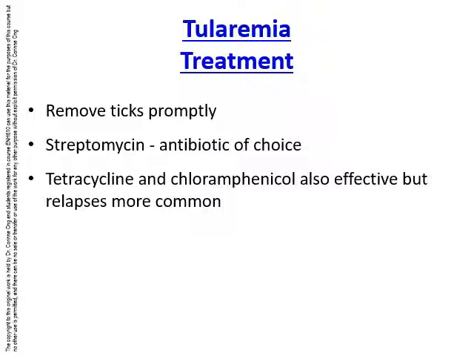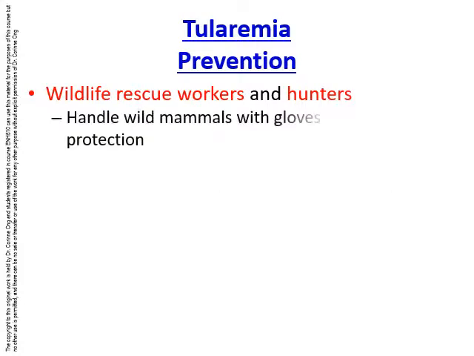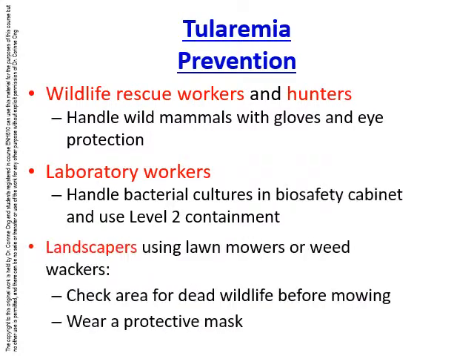Some of the antibiotics, the more common ones that are given, are very effective, but there have been reports of relapses occurring with a few of these antibiotics. There are some preventative measures that can be taken by high-risk groups such as wildlife rescue workers and hunters. They should handle wild mammals with gloves and eye protection.